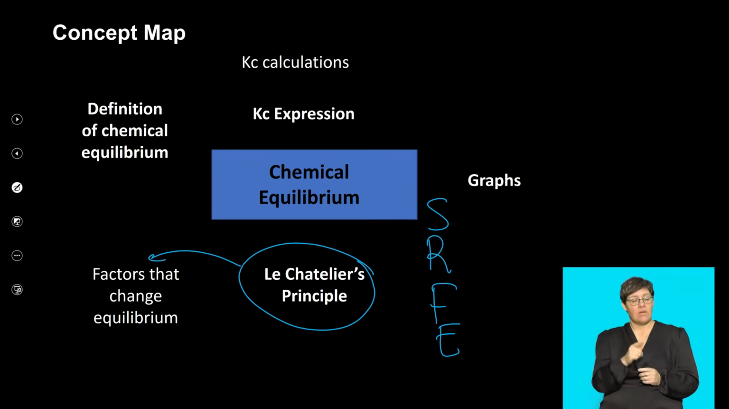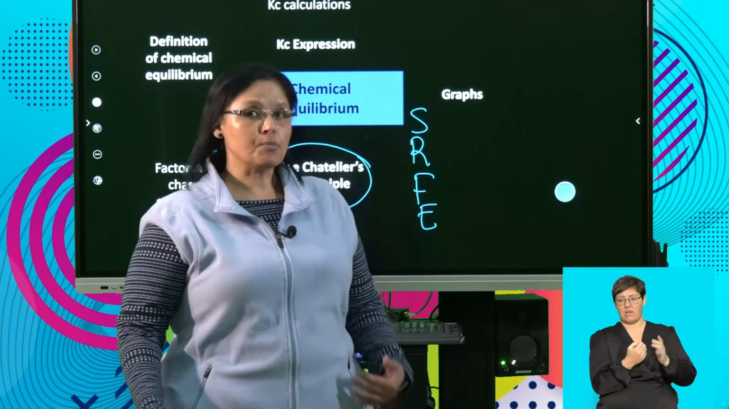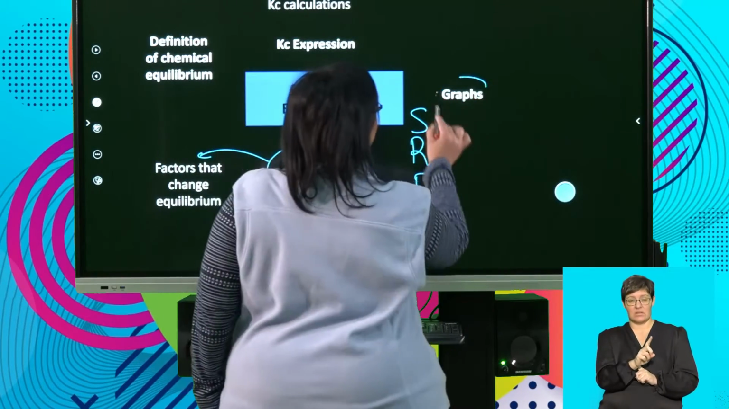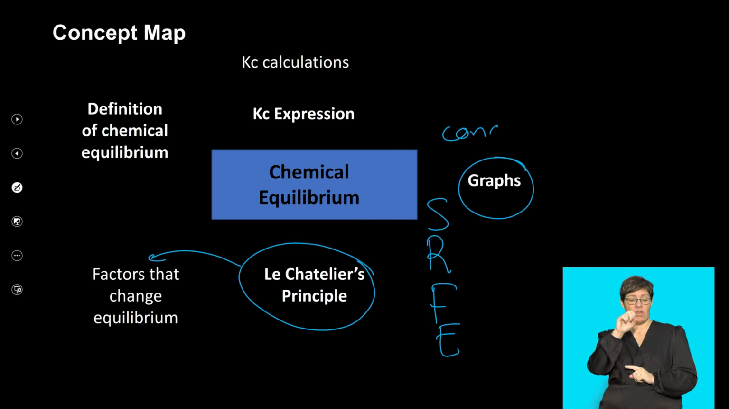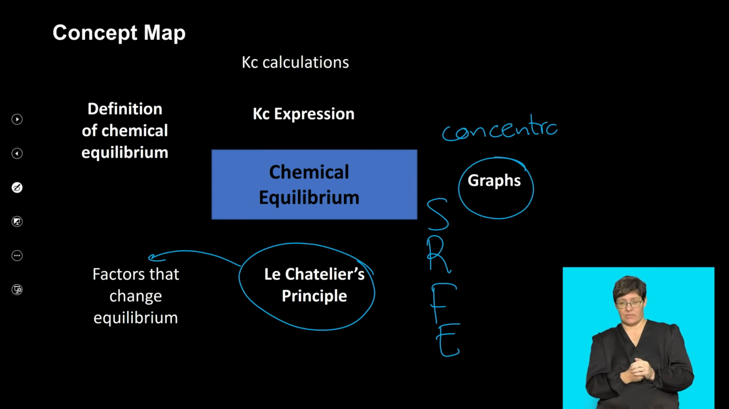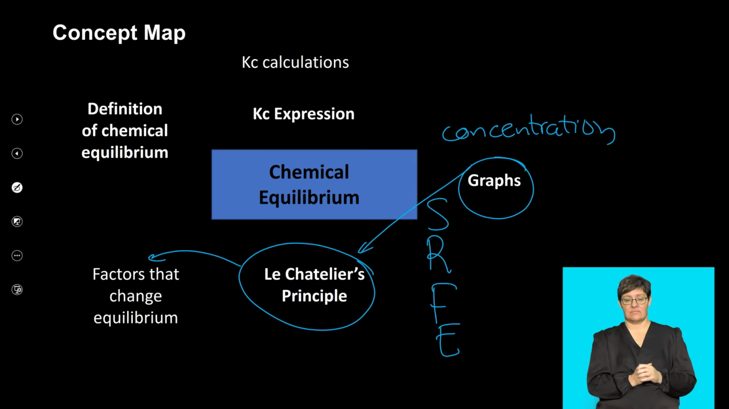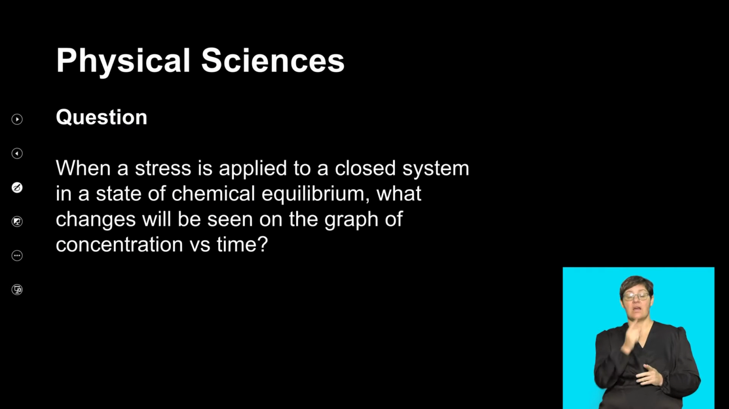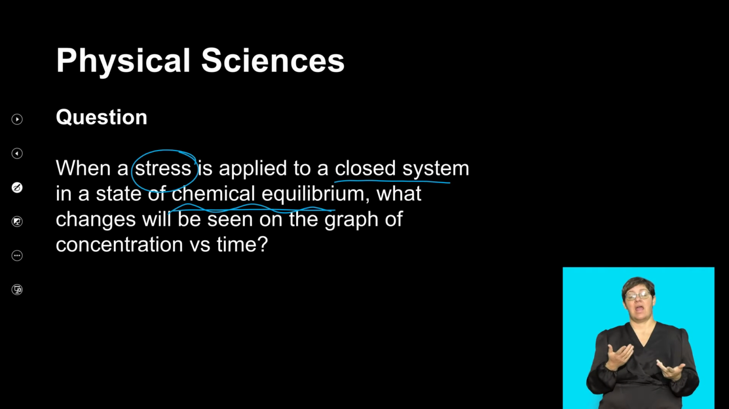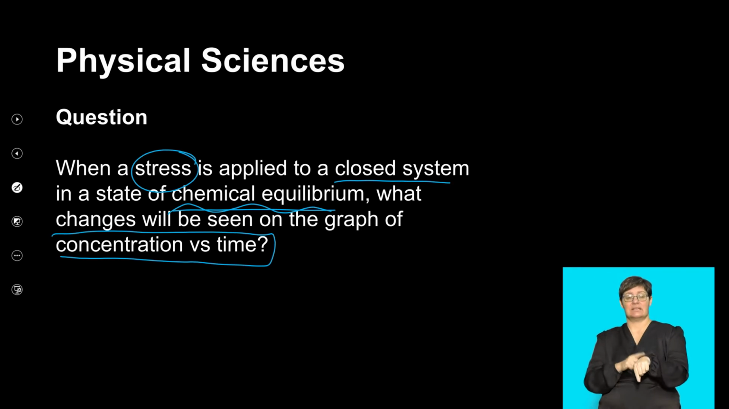In this session, I would like us to look at graphs. I specifically want us to look at concentration graphs. And these concentration graphs are now linked to Le Chatelier's principle. When a stress is applied to a closed system in a state of chemical equilibrium, remember this stress must be applied where there's chemical equilibrium, what changes will be seen on the graph of a concentration versus time graph?